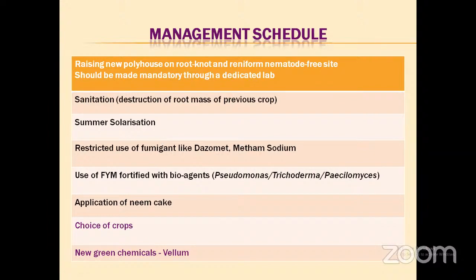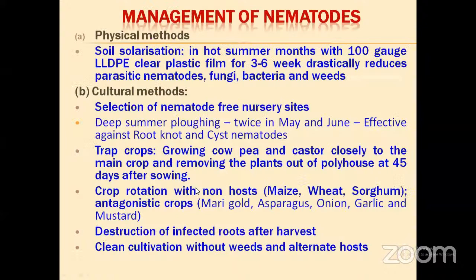Once solarization has been done, along with that we should again go for the application of amendments. We call this amendments: application of neem cake or pongamia cake. And next is choice of the crops. We should always see that solitary crops are highly prone to different pests and diseases. Along with that, even nematodes are highly prone.